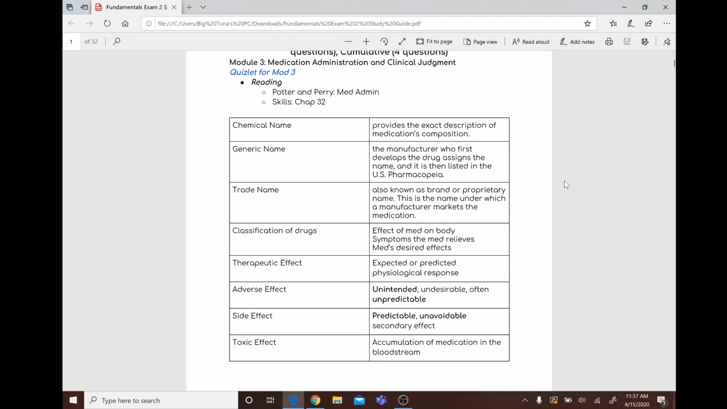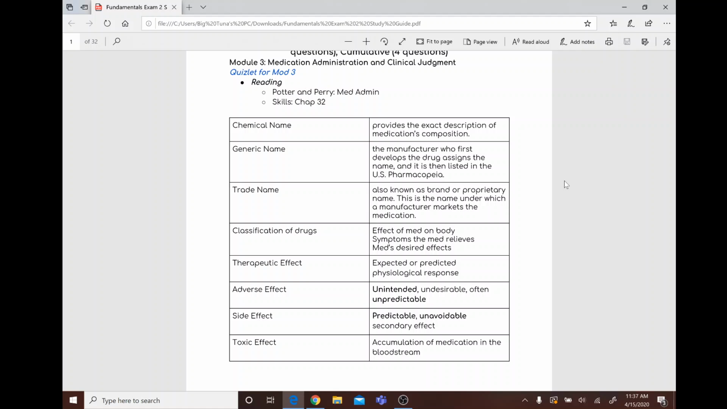So, what is a chemical name? Provides the exact description of the med's composition. What is a generic name? The manufacturer who first develops the drug assigns the name, and it is then listed in the U.S. Pharmacopoeia. What is a trade name? Also known as brand or proprietary name. This is the name under which a manufacturer markets the medication.